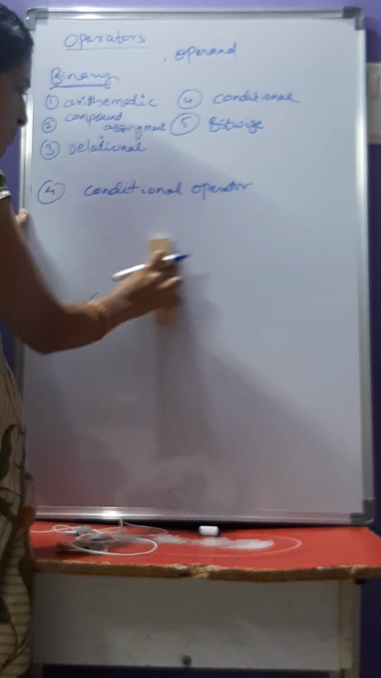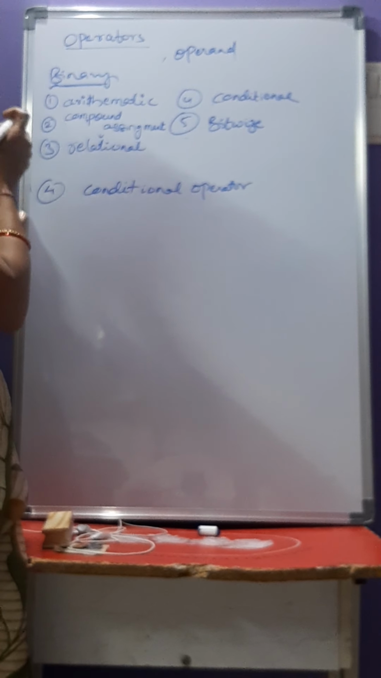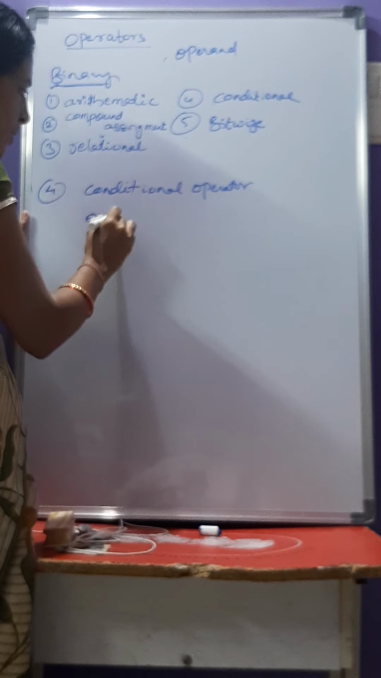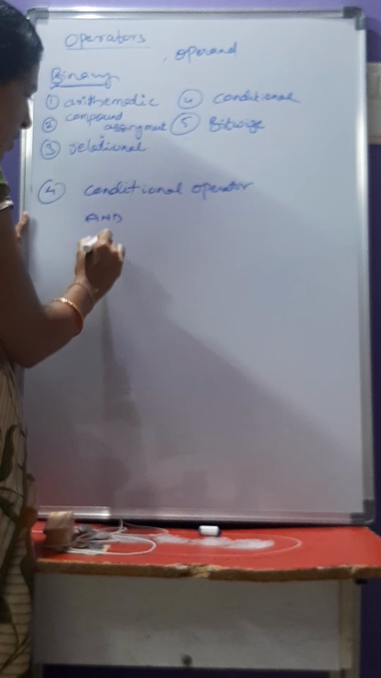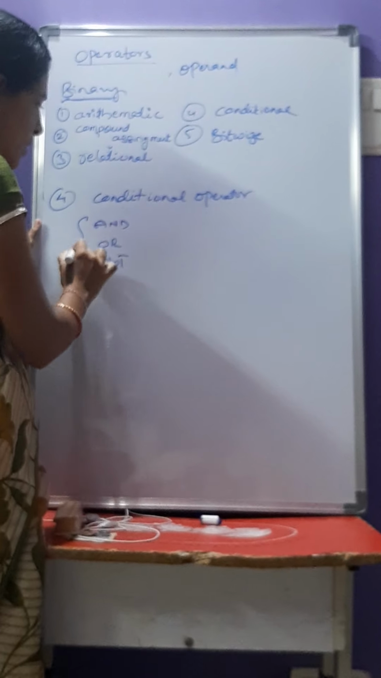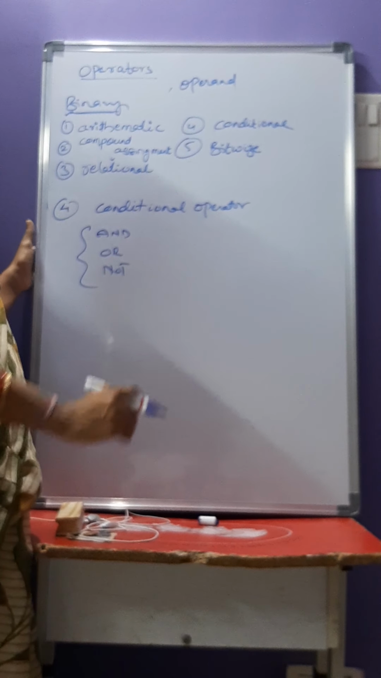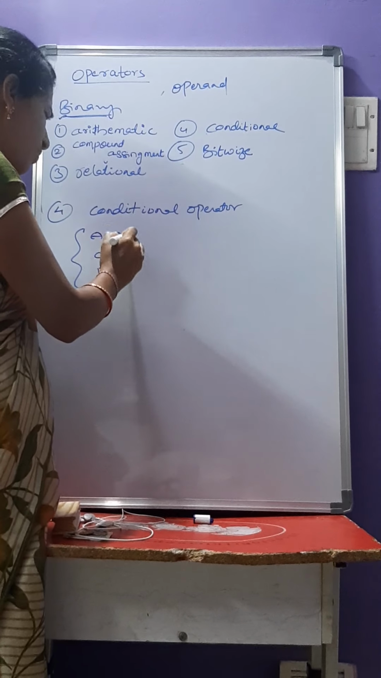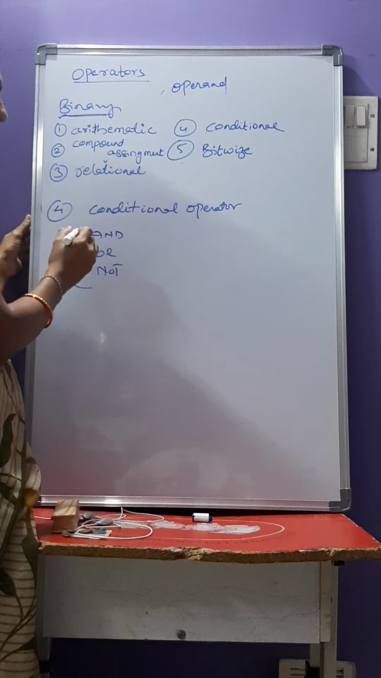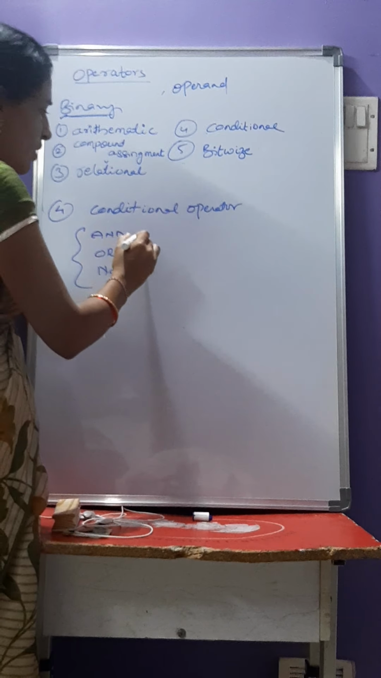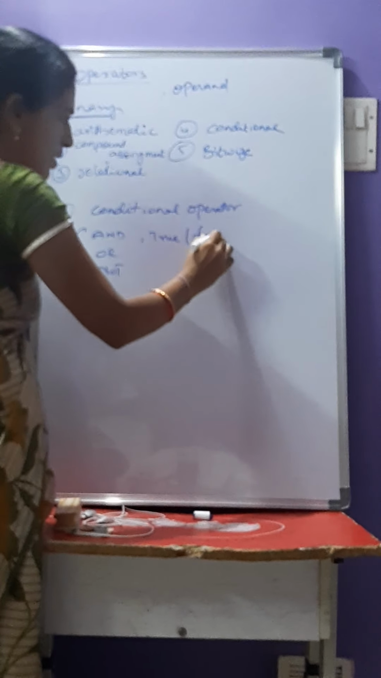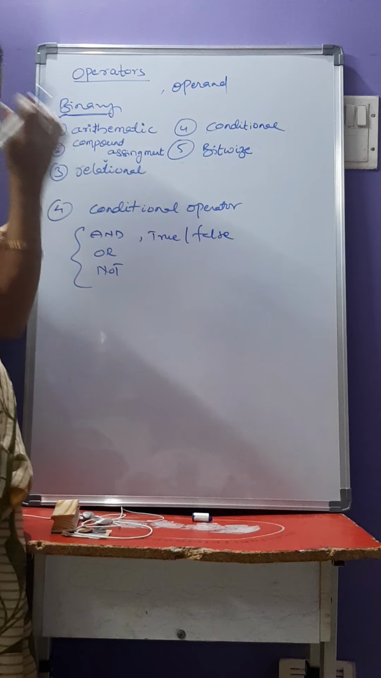That means more than one expression can be combined by using conditional operators. Here three conditional operators are there: one is AND, another is OR, and NOT. These three are called conditional operators or Boolean operators. After evaluating them, the result is either true or false, a Boolean data type. The AND operator symbol is double ampersand, the OR operator is bar, and then NOT.